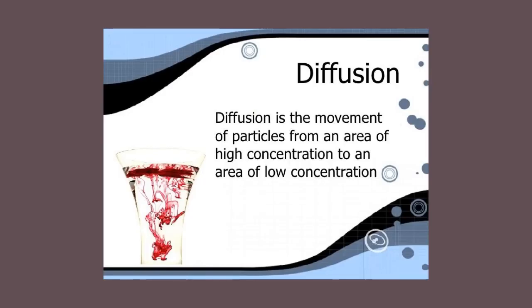So in fact, this situation is called diffusion. Diffusion in Chinese is called 擴散作用. So diffusion describes the movement of particles from an area of high concentration to low concentration.